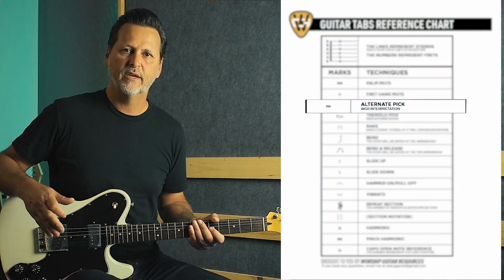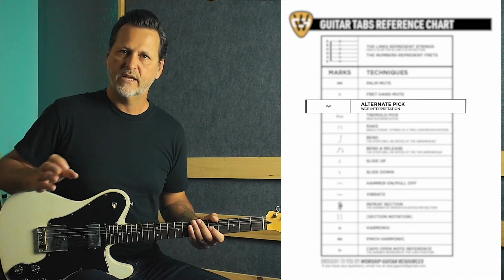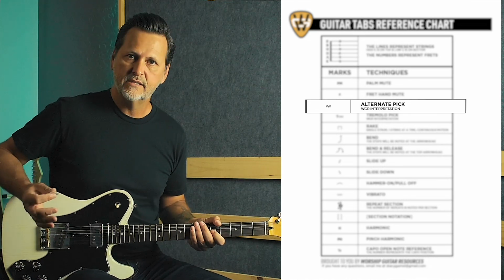Next we have alternate picking, which is represented by a down up, down up, down up mark like a zigzag. And alternate picking is just that, just picking down and up, and it could sound like this.